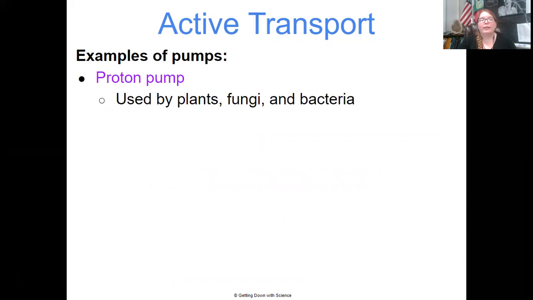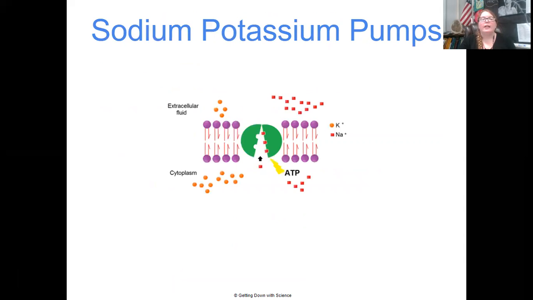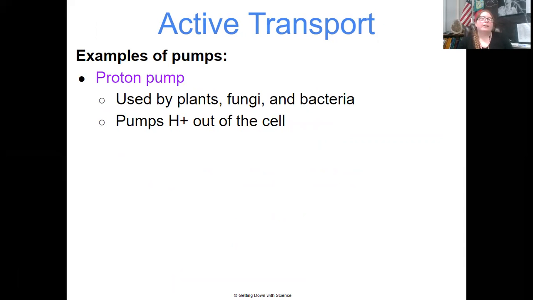All right, another example is a proton pump used by plants, fungi, and bacteria. We're gonna see this when we get into cell energetics. This is more like what we see in photosynthesis and that kind of thing.